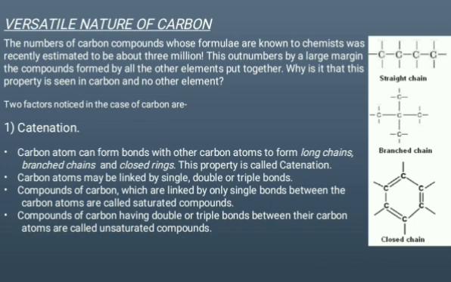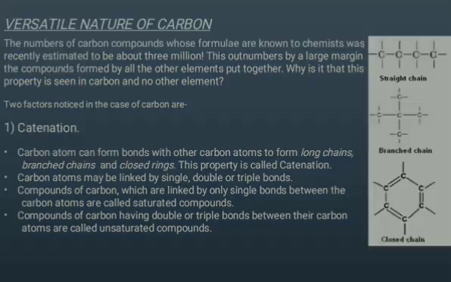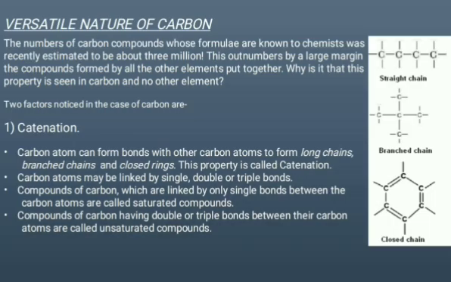Versatile nature of carbon. The number of carbon compounds whose formulae are known to chemists was recently estimated to be about 3 million. This outnumbers by a large margin the compounds formed by all the other elements put together. The nature of the covalent bond enables carbon to form a large number of compounds.